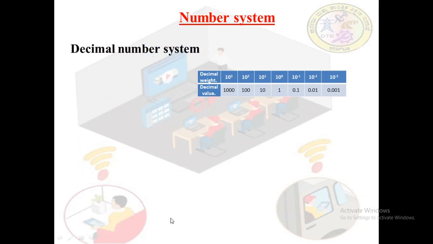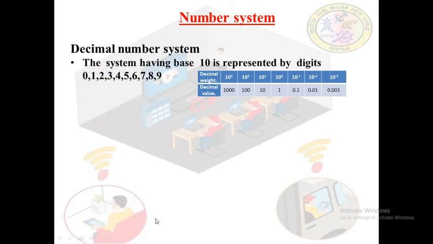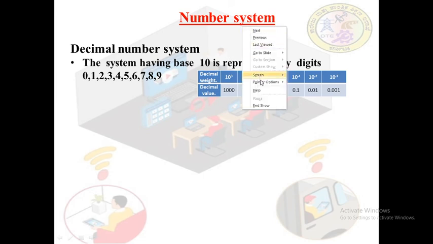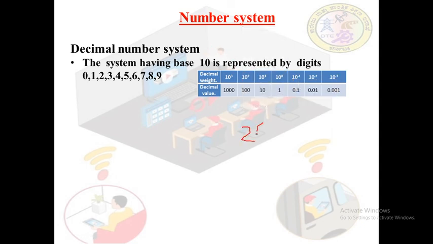Next we have the decimal number system. Decimal number system has base 10 and it is represented by 10 digits ranging from 0 to r minus 1. R here is 10. 0 to 10 minus 1 is 9. 0 to 9. Decimal number system is also called the positionally weighted number system because each digit, let us say 25, has its own value. 2 has its own value which depends on the position.